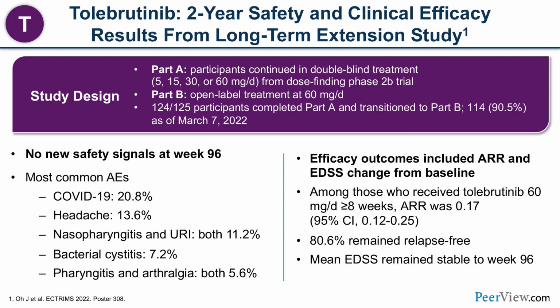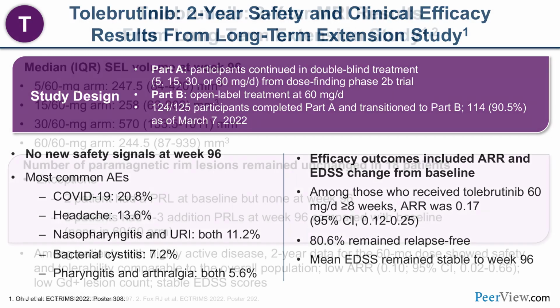When efficacy outcomes were evaluated, and again, keep in mind, because this is the phase 2 clinical trial, it was not powered to detect differences in clinical outcomes, but again, informative to look at least at the magnitude of this. Among those who received Tolebrutinib at 60 milligrams per day, which was the dose that was decided upon, for at least 8 weeks, the annualized relapse rate was low at 0.17. Over 80% of people remained relapse-free, and similar to what we saw with Evobrutinib, the mean EDSS score remained stable up to the 2-year extension data.